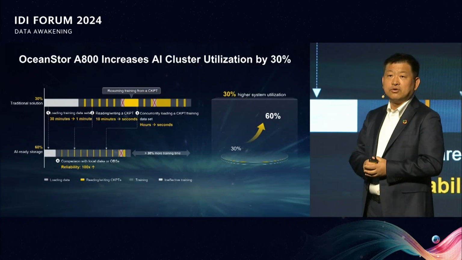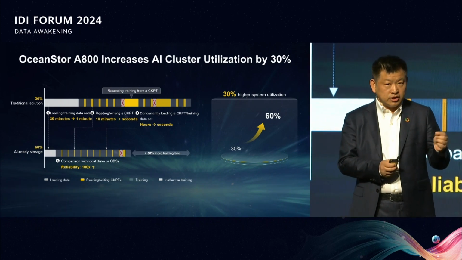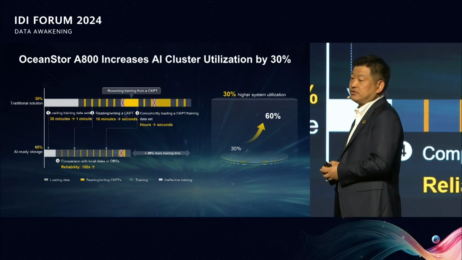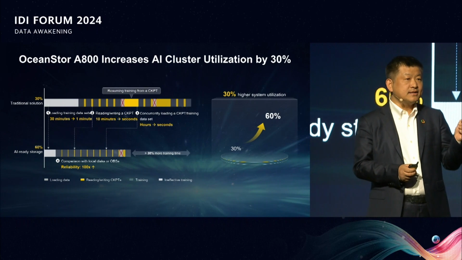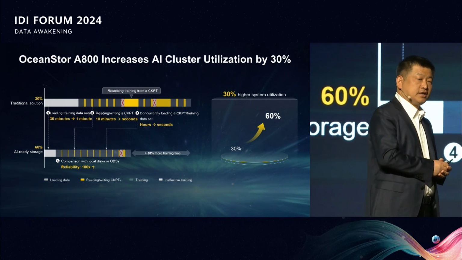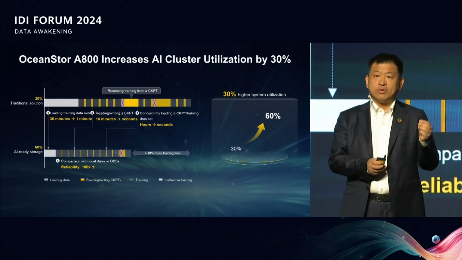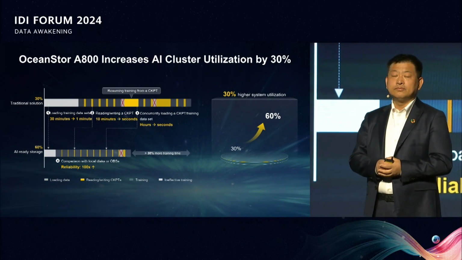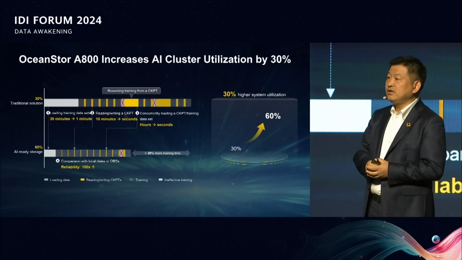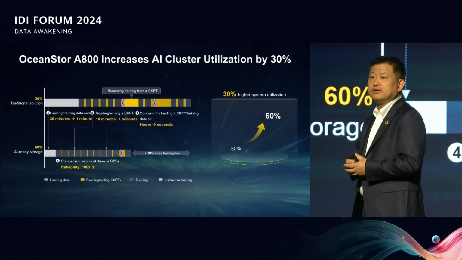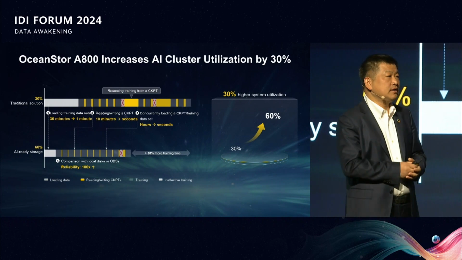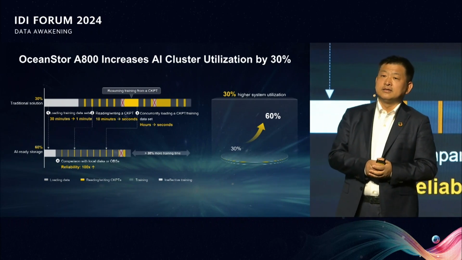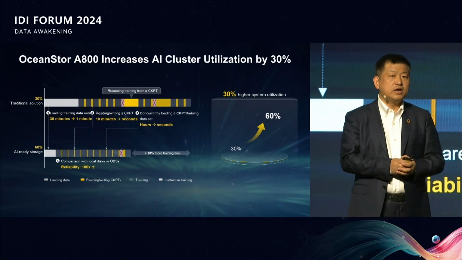If we use OceanStor A800, the utilization of the AI cluster can really be increased by more than 30%. We could use less time for preparing the data and also less time for recording checkpoints and problem recovery. By doing so, together with very high resilience for security, particularly anti-ransomware functionality, it's really a powerful product for generative AI.